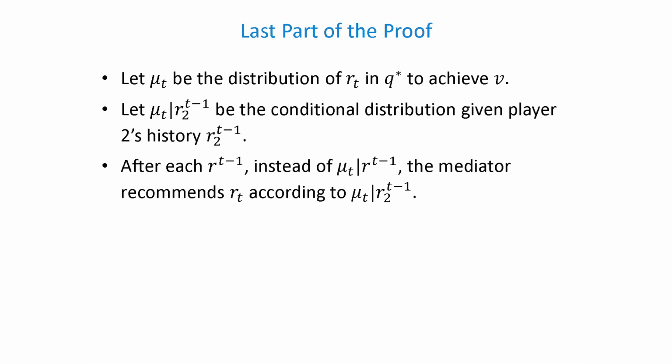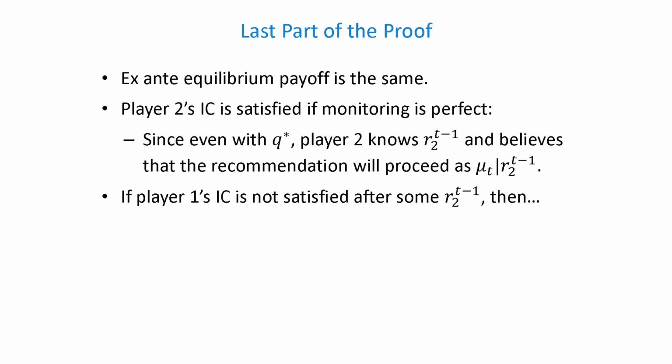So suppose that mu-t is the distribution of the recommendation in this omniscient mediator. Then we can calculate the distribution of the recommendation of this recommendation schedule with the omniscient mediator only conditional on player 2's history. Okay? And then after each history, instead of recommending according to the distribution conditional on the entire history of the mediator, suppose that the mediator recommends according to the distribution only conditional on player 2's history. Okay? As long as the mediator uses this recommendation schedule, player 2's incentive compatibility is satisfied with perfect monitoring if it is satisfied with the omniscient mediator, because this is what she knew with the omniscient mediator as well. Okay?